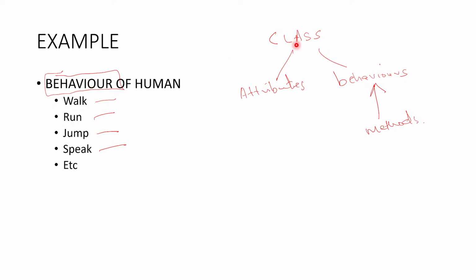So that's what we were saying, that the class has attributes and behaviors. The methods that we write are the behaviors. And the attributes, think of them as your properties, or like your variables. They store the values for the different properties of that class.